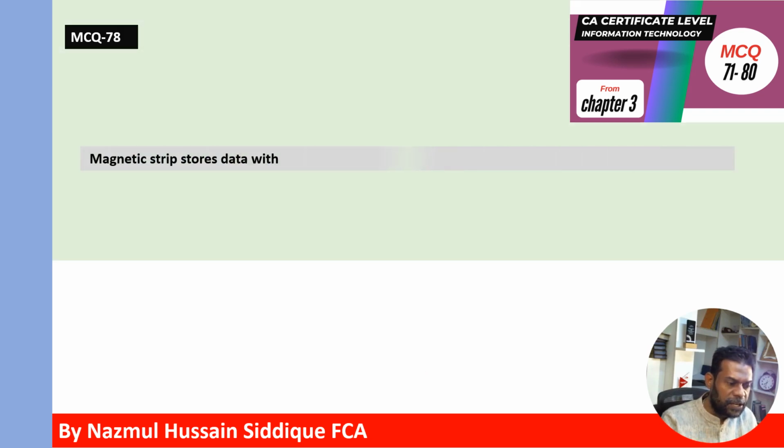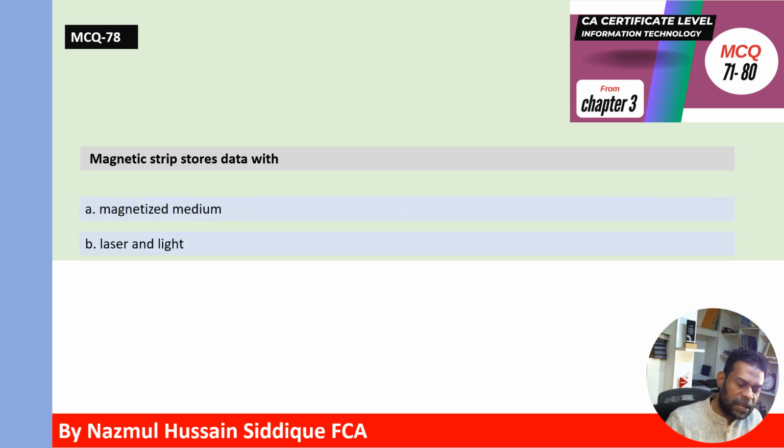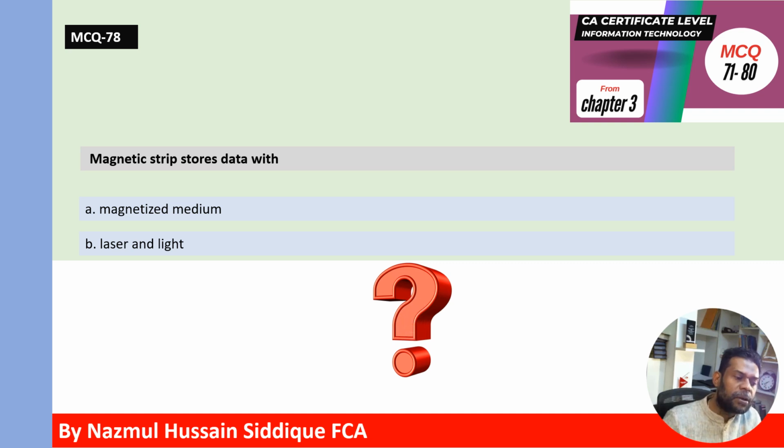Question 78. Magnetic strip stores data with magnetized medium or laser and light. Which one is the correct option? Magnetic strip stores data with magnetized medium or laser and light. The correct answer is option A. Magnetic strip stores data with magnetized medium.